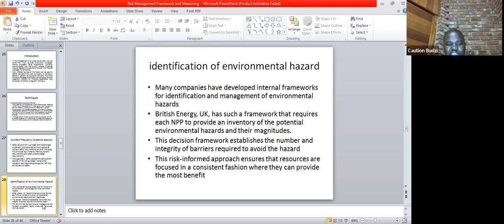So they will have a checklist of environmental hazards that can affect the nuclear power plant, and they will ascertain a magnitude, like to what extent this environmental hazard can cause a risk to the power plant. This decision framework establishes the number and integrity of barriers required to avoid the hazard. This risk-informed approach ensures that resources are focused in a consistent fashion where they can provide the most benefit.